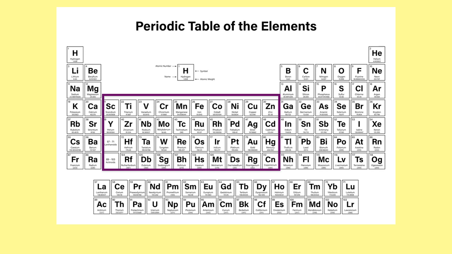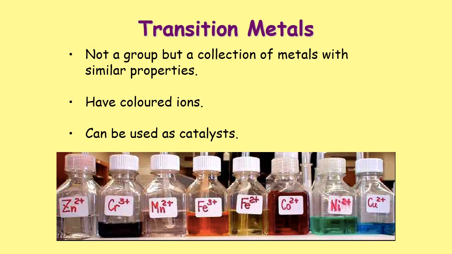Finally, we have a block in the middle, which is labeled in your data booklet as transition metals. These are a collection of metals with similar properties. They form colored ions, they can be used as catalysts, and often they are the day-to-day metals that you would have heard of. So iron, platinum, gold, titanium are all transition metals.